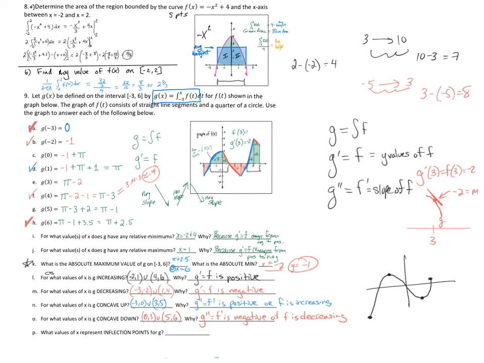What would be wrong, though, is to say f prime is decreasing. f prime is the slope of f. All we know about f prime is that it's negative. We can see negative slopes. We don't know they're getting more negative.